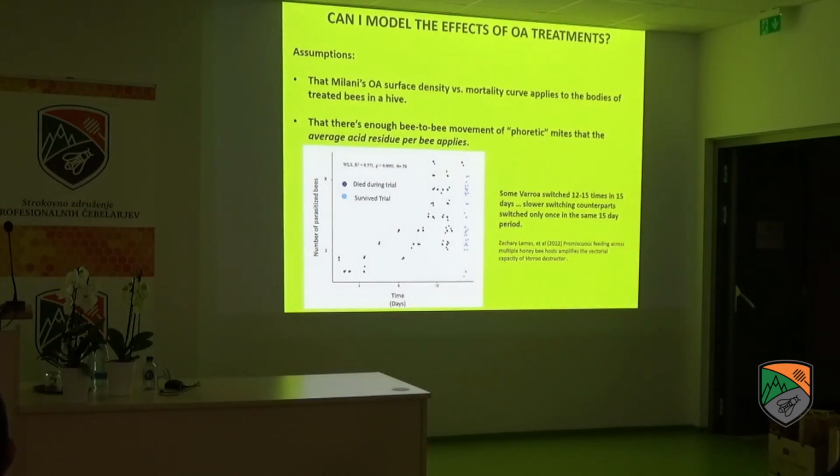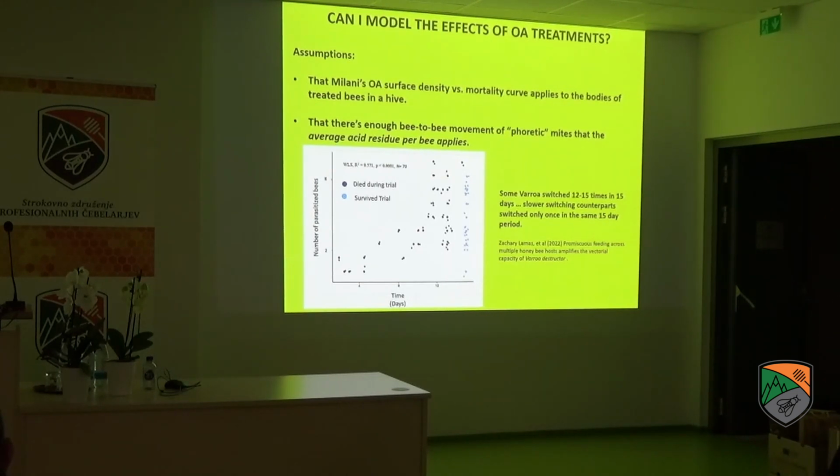Well, Jack Ramos in 2022 actually tracked that, and what he found was over 15 days, some mites switched their host from one bee to another up to 15 times. So that means every day that mite on average was moving to a different bee. Some, though, only switched once during that period of time. So that's why, with that 45% kill, we're not seeing all the mites dying right away, because some don't move from bee to bee.